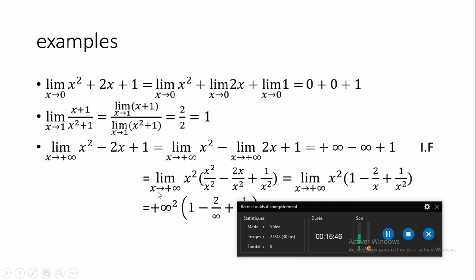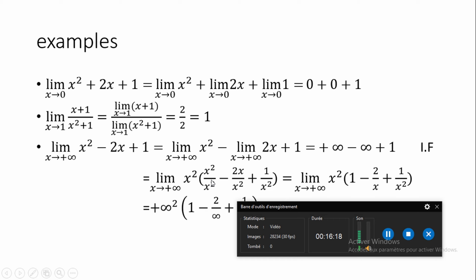So we have here the limit when x gets closer to plus infinity of this expression factorized by x squared. We're gonna get x squared times (x squared over x squared minus 2x over x squared plus 1 over x squared). If we multiply here by x squared, all the x squared here are gonna disappear and we're just gonna get our first function.